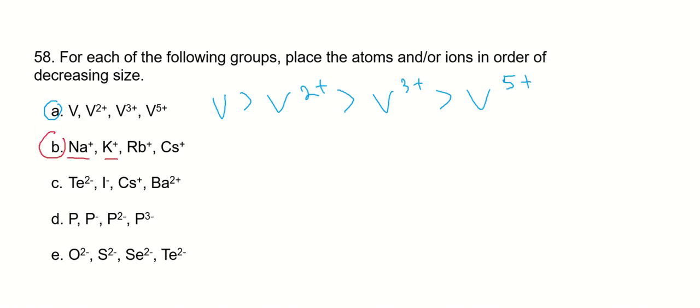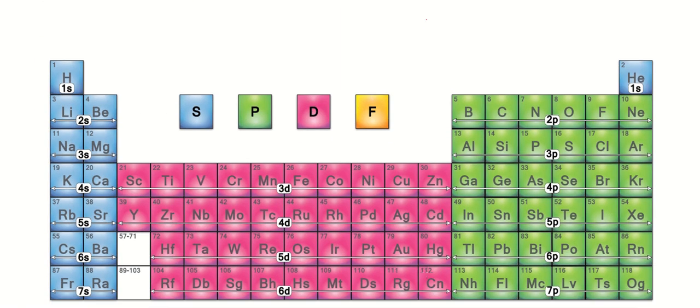These are all group 1 elements that have lost 1 electron. So we have sodium, potassium, rubidium, and cesium. As you go down the periodic table, atoms get larger, and in this case, ions, they're all losing 1 electron, so it also applies. This one's going to end up with 2 energy levels, and this one's going to end up with 3.